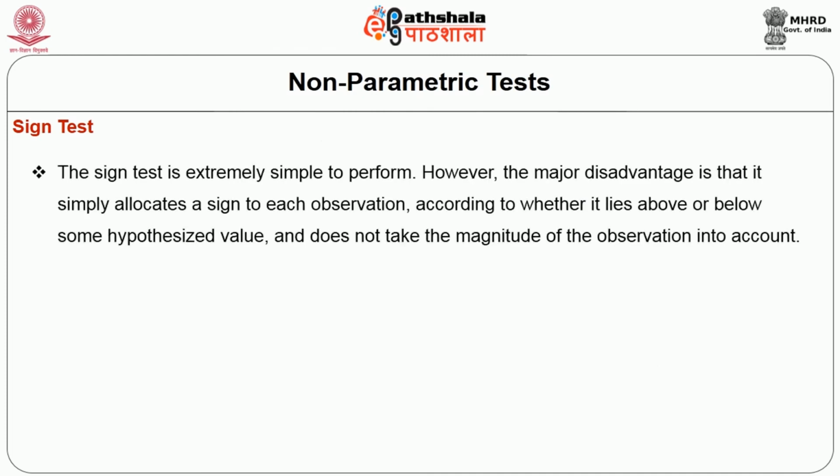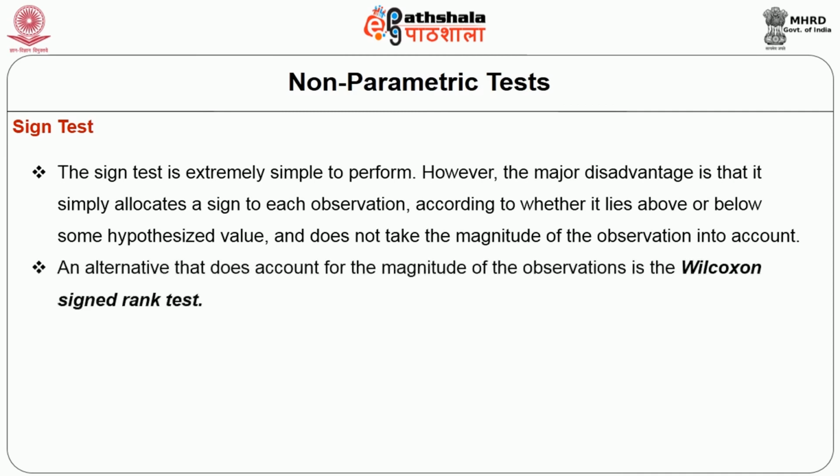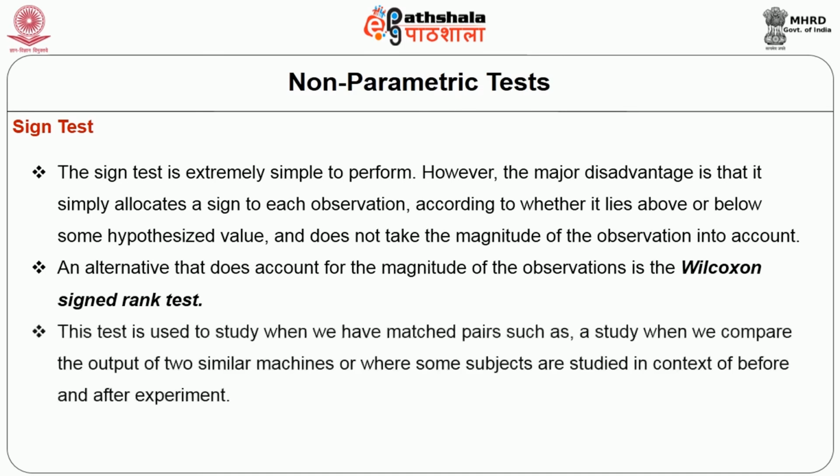The sign test is extremely simple to perform. However, the major disadvantage is that it simply allocates a sign to each observation according to whether it lies above or below some hypothesis value and does not take the magnitude of the observation into account. An alternative that does account for the magnitude of the observation is the Wilcoxon signed rank test. This test is used when we have matched pairs, such as a study where we compare the output of two similar machines, or where some subjects are studied in the context of a before and after experiment.